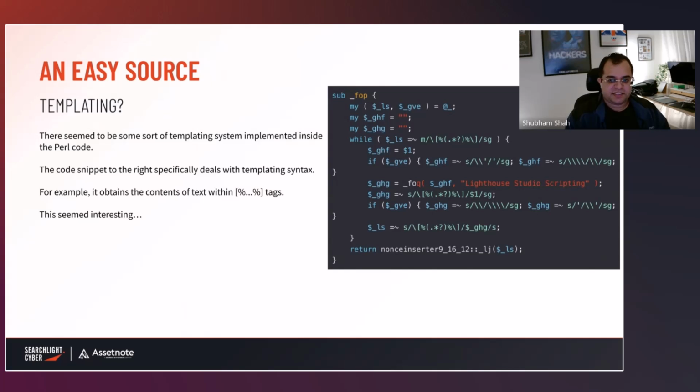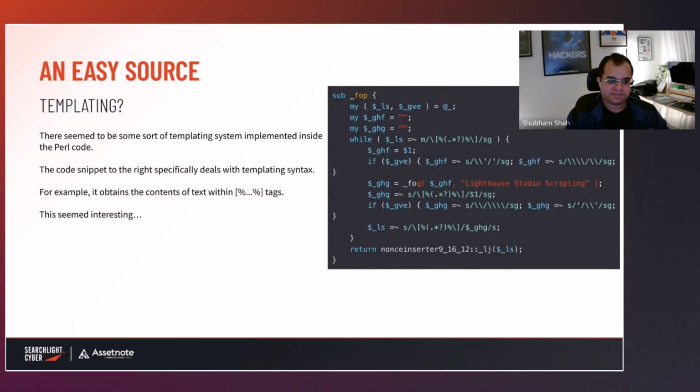So an easy source that we found was there was some sort of templating logic going on inside this software, which kind of makes sense. You need some sort of templating, but we weren't sure if this was going to be something that a user could control. But when we saw this, we were quite interested because this logic here that you see on the right basically obtains the text between the percentage signs after a square bracket. And this seems quite interesting. What's happening with the text inside this? So it's using some regex to obtain it and processing it in some way.